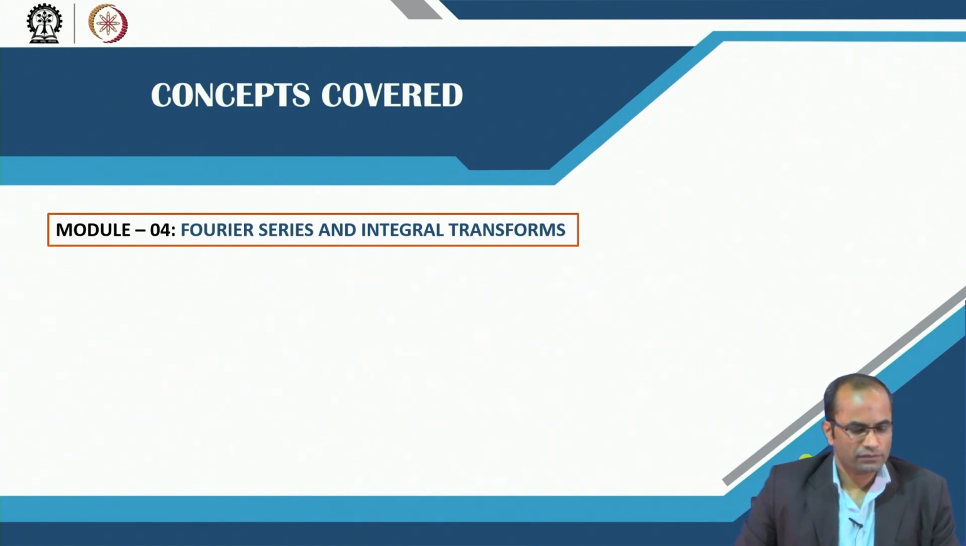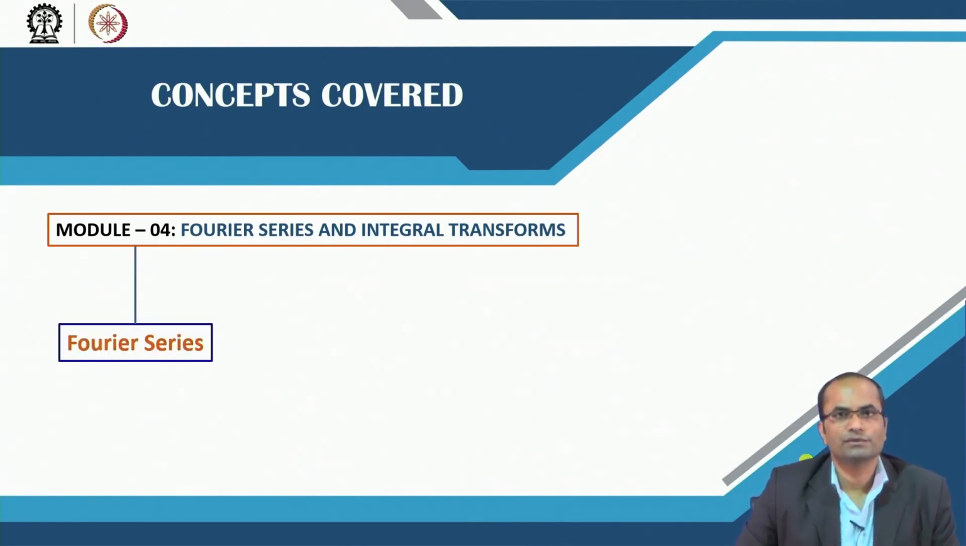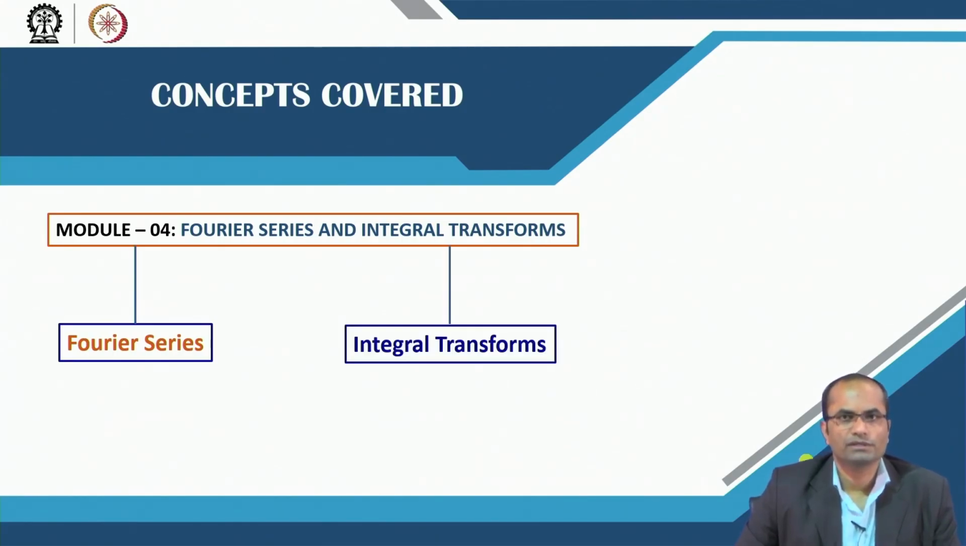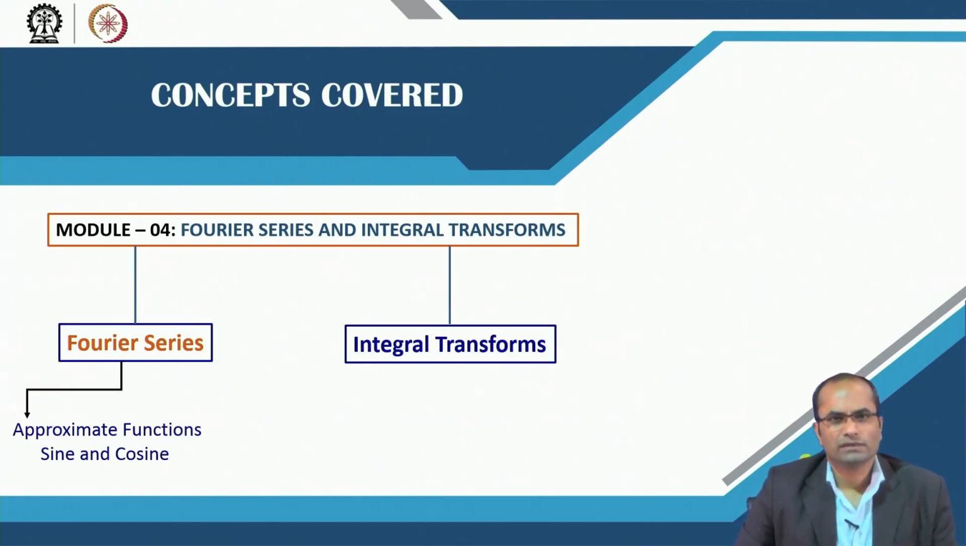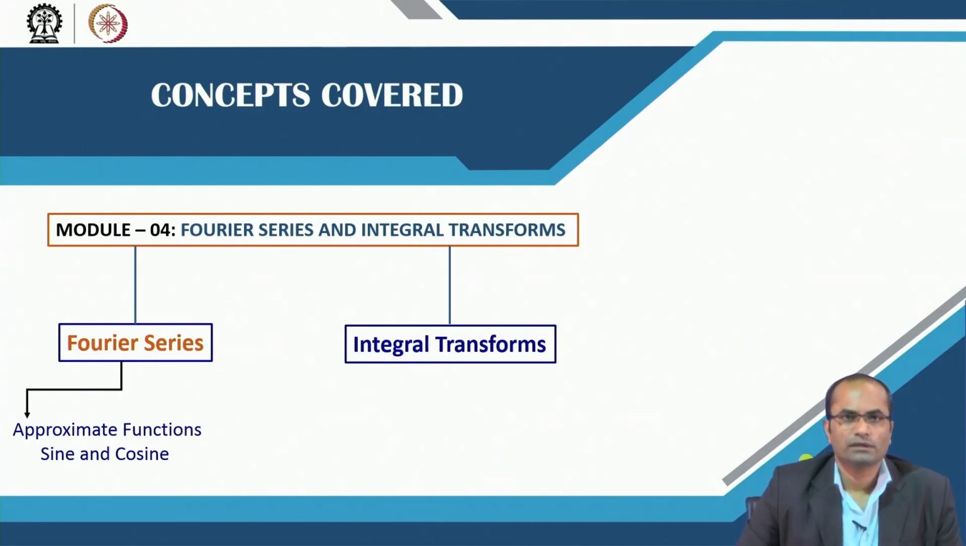First, let me tell you what we will be covering in this module 4. It is Fourier series and integral transforms, so naturally there will be two different sections: one on Fourier series and the other on integral transforms. Fourier series, in a nutshell, is used to approximate functions using sine and cosine functions, which are simple and also periodic.